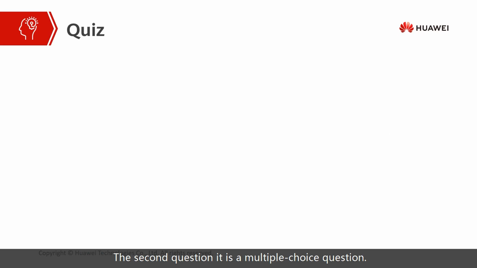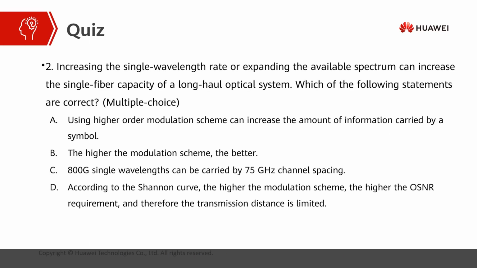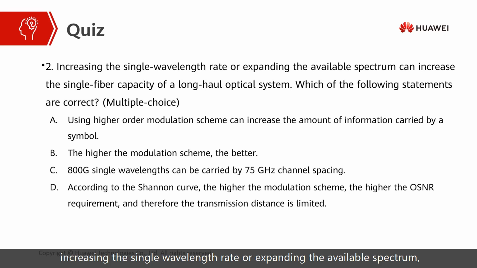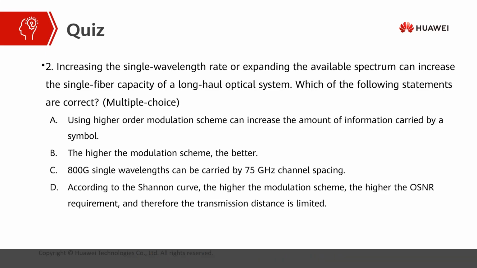The second question, it is a multi-choice question. Increasing the single wavelength rate or expanding the available spectrum can increase the single fiber capacity of a long-haul optical system. Which of the following statements are correct? A. Using higher order modulation scheme can increase the amount of information carried by a symbol. B. The higher the modulation scheme, the better. C. 800 gig single wavelengths can be carried by 75 GHz channel spacing.